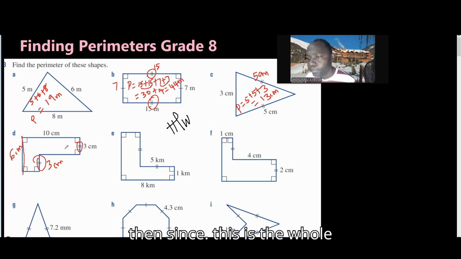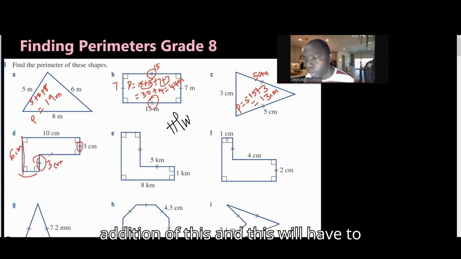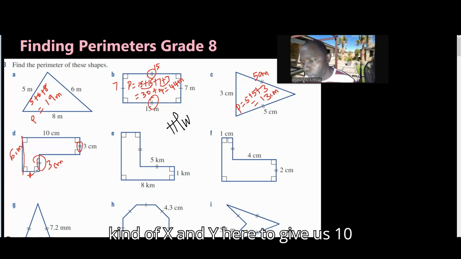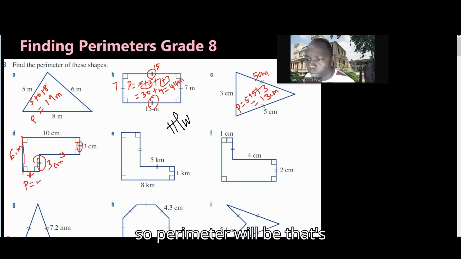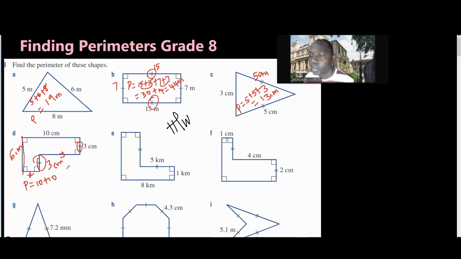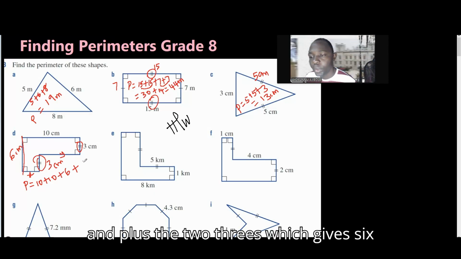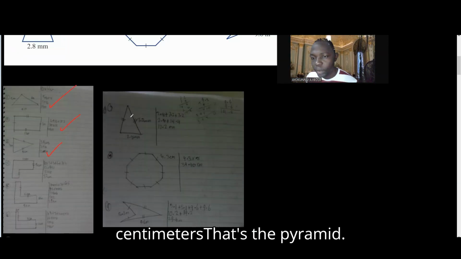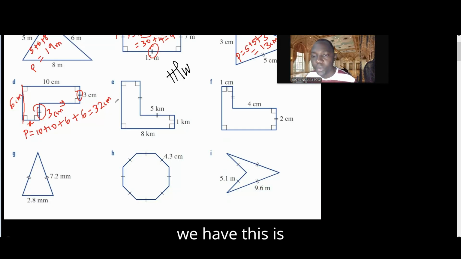Then since the whole thing here is 10, the addition of this and this will have to be 10. So we got a kind of x and y here to give us 10. So perimeter will be 10 plus the other 10, then plus the left side 6 and plus the two threes, which gives 6. 20 plus 12, that is 32 centimeters. That's the pyramid. That's correct.